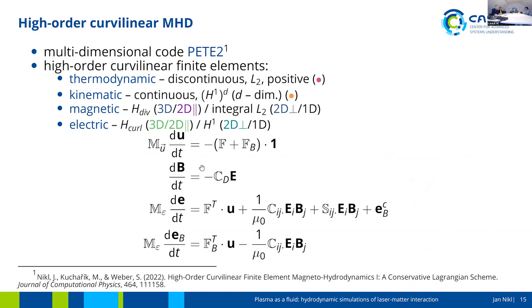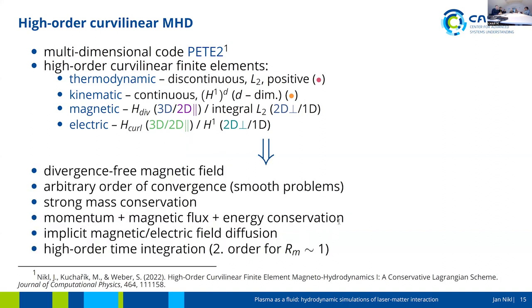Again, without getting into any details, this is then the discrete set of equations which we actually solve. And what you may recognize here are some very nice symmetries between the equations, which in turn lead to some very nice properties of the numerical scheme, like divergence-free structure of the magnetic field, arbitrary order of convergence, at least for smooth problems, strong mass conservation, as we have already mentioned, and conservation of momentum, magnetic flux, and energy, and also implicit magnetic or electric field diffusion. So we are not limited by the magnitude of these fields, and also high order time integration.